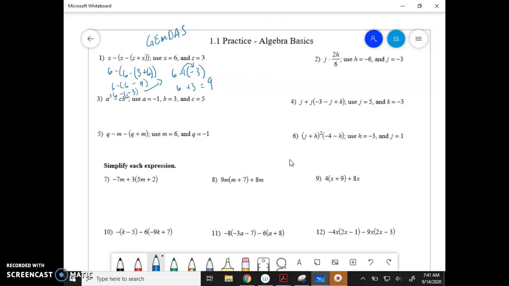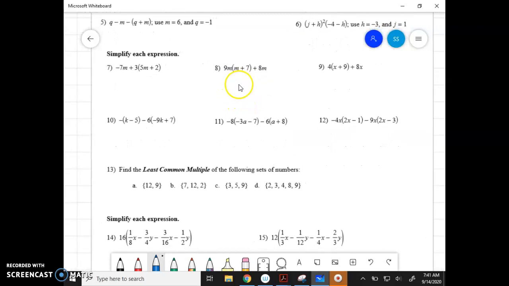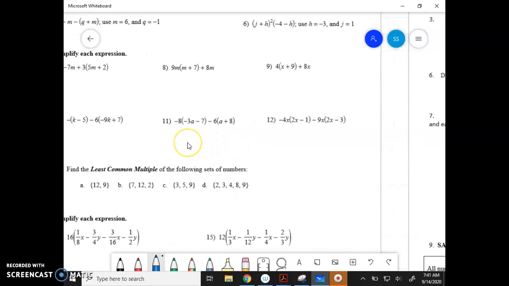Okay. I don't foresee you guys having too much of a problem with those. If you do, make sure you do a Zoom meet with me so we can go over it. Let's see. Let's do a harder one. Let's do 11 or 12. Let's do 12.